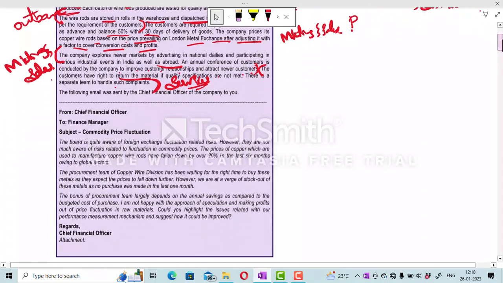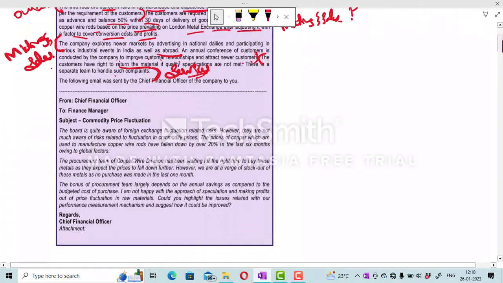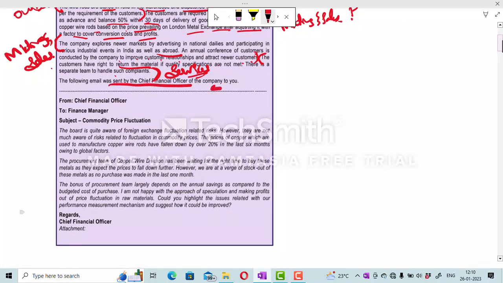Next they are asking about the issue with the present performance measurement. Okay, let's see what they are following now. The following email was sent by the CFO of the company to you. From CFO to financial manager: commodity price fluctuation. The board is quite aware of foreign exchange fluctuation related risks. However, they are not much aware of risk relating to fluctuations in commodity prices.